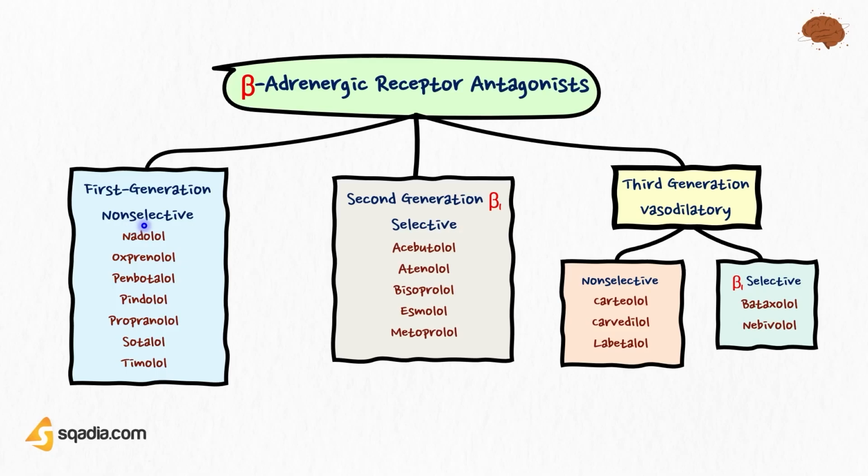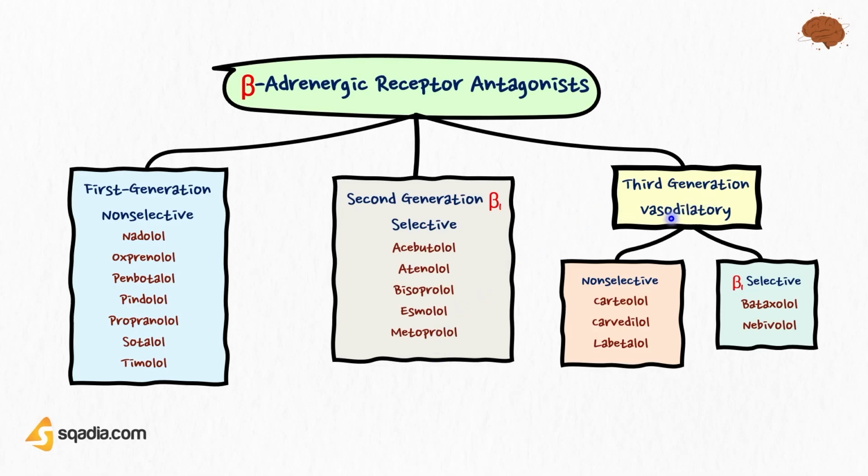Non-selective means that they act on beta 1 and beta 2 receptors, like nadolol, oxprenolol, penbutolol, pindolol, propranolol, sotalol, and timolol. Then second generation, beta 1 selective, meaning they are basically the cardioselective beta blockers, and they include acebutolol, atenolol, bisoprolol, esmolol, and metoprolol. We will discuss it further in detail.